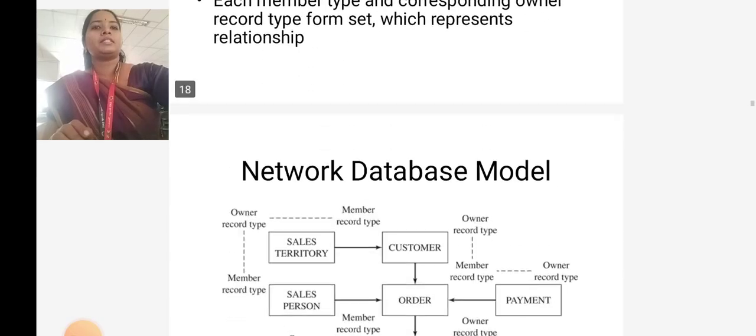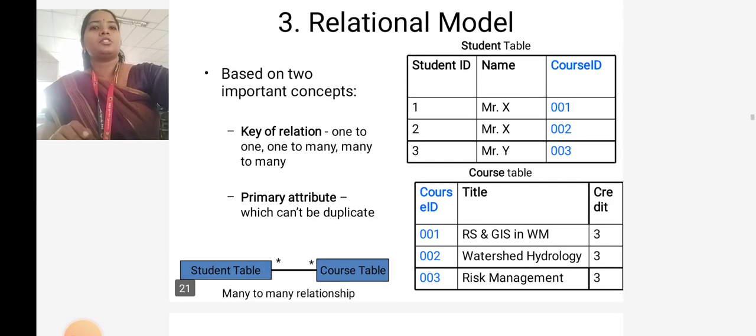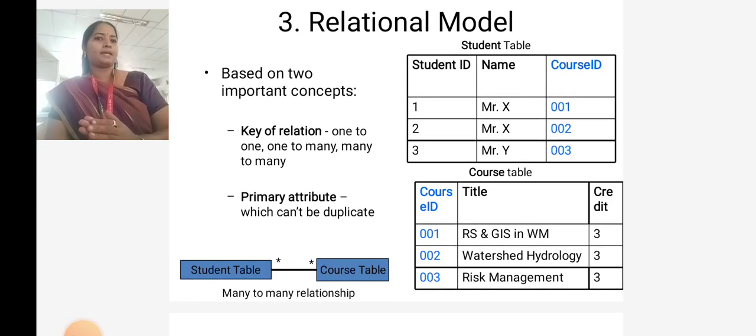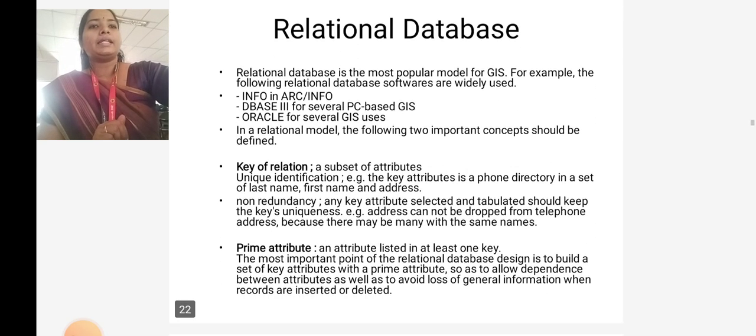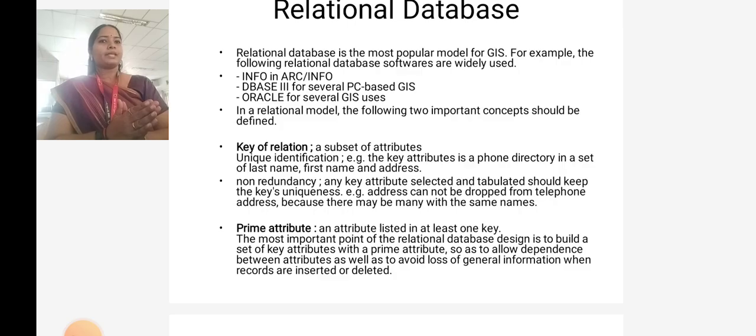The next one is the relational model. It is based on two important concepts, key of relation and prime attribute. One to one, one to many, many to one and many to many relationships will be there. A primary attribute cannot be duplicated, which again comes under data redundancy. So the relational database is the most popular model. The following relational database software is widely used: Info, Arc, dBase, Oracle, Informatica, and so on.